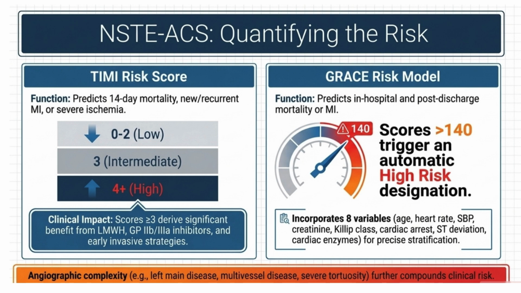Another risk score is GRACE, which calculates in-hospital and 6-month mortality based on continuous clinical variables like heart rate, systolic blood pressure, serum creatinine, and Killip class. A GRACE score more than 140 dictates an urgent invasive strategy within 24 hours.